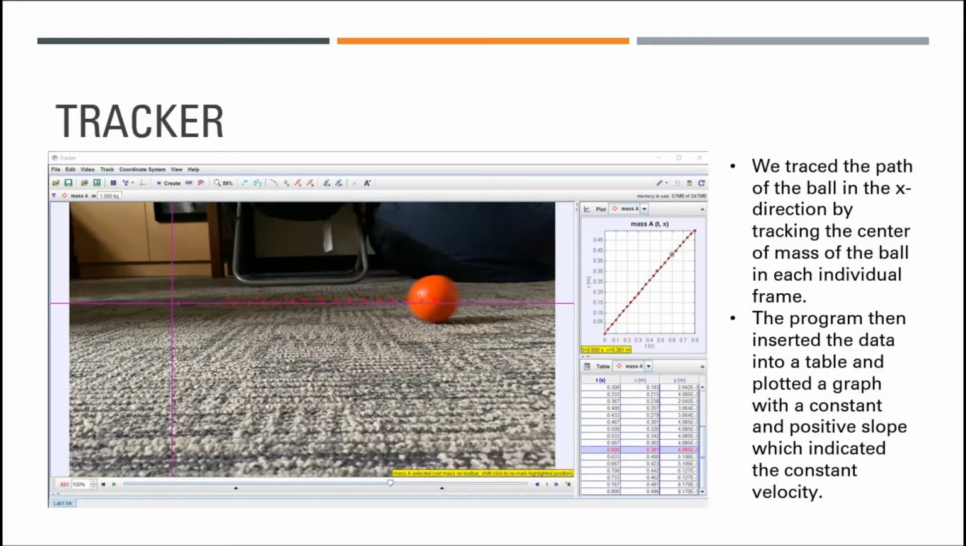The subsequent graph showed the ball had a relatively constant velocity, as the graph of the observed position over time had a positive constant slope. When analyzing the ball's motion, I chose to orient the axes so that the origin was at the ball's initial position, and anything to the right was on the positive x-axis.